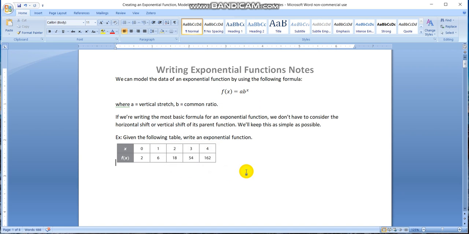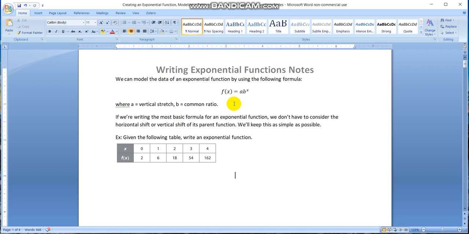Okay, so if you look at this table here, you want to try to look for a common ratio between each of the numbers. So if I want to consider the common ratio, if you can kind of look at it, each of these numbers are going to be multiplied by 3. So in other words, our common ratio, b, is going to be equal to 3.